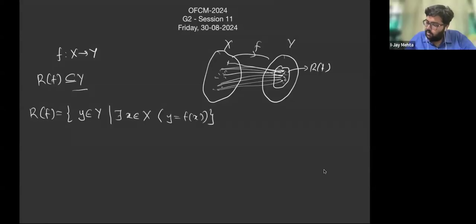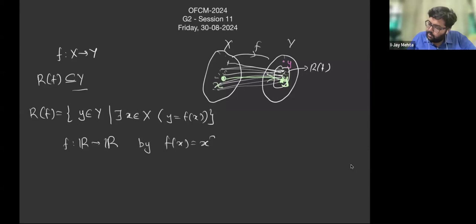This is what we discussed, right? If I take here y, it is not in range of f. You can see there is no element which is mapped to y. If I take something in range of f, this y, that means there is some x such that f of x equals y. Let us take an example and understand. Let us take f from R to R defined by f of x equals x square.